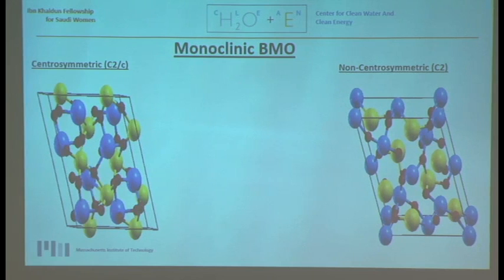The early experimental structural determination of BMO suggested that the monoclinic has non-centrosymmetric C2, which can be seen here. Later, or more recently, a new experimental structural determination of BMO was run and proposed that the centrosymmetric C2/c space group is proposed for BMO.